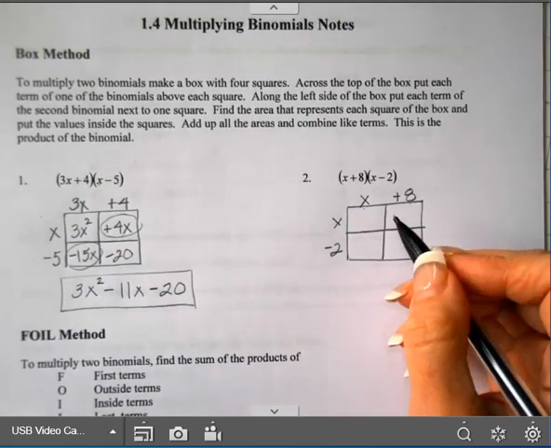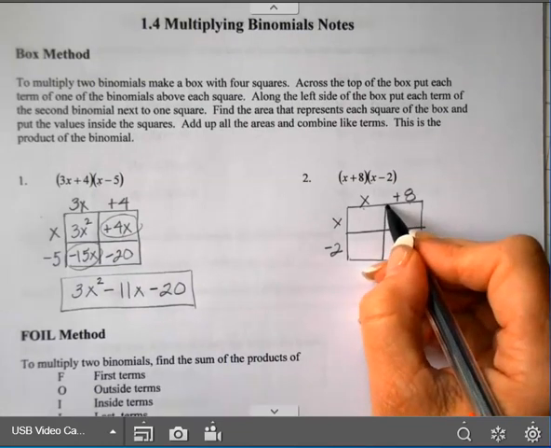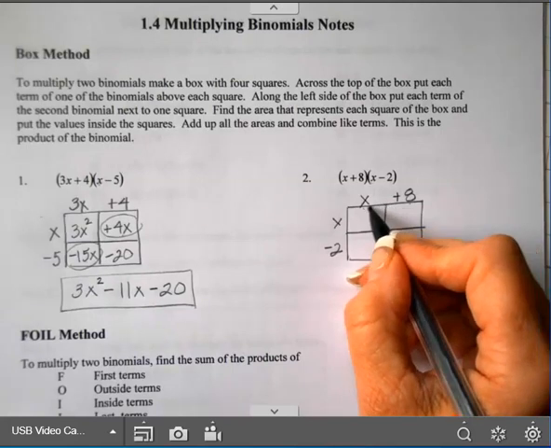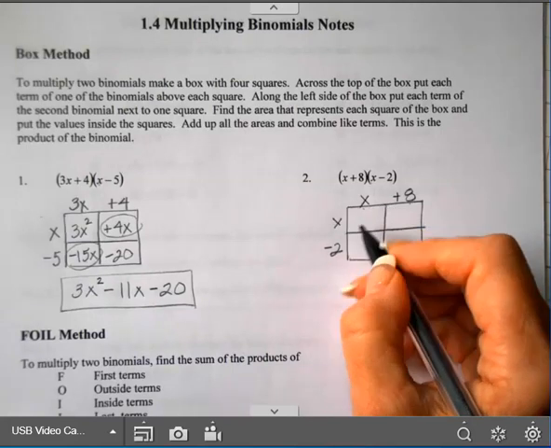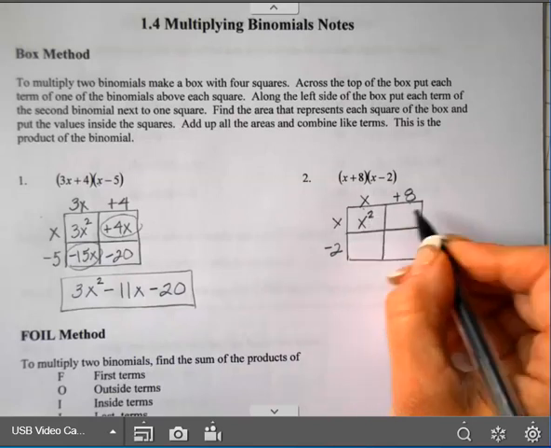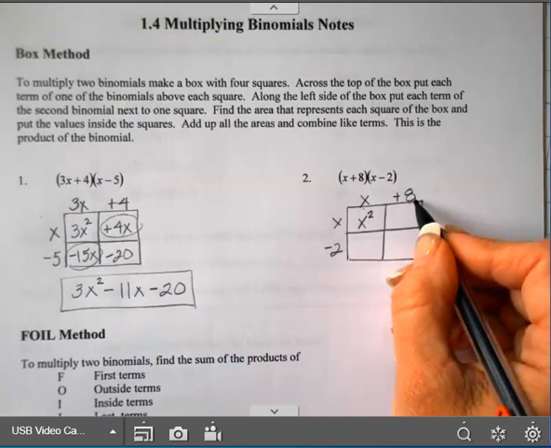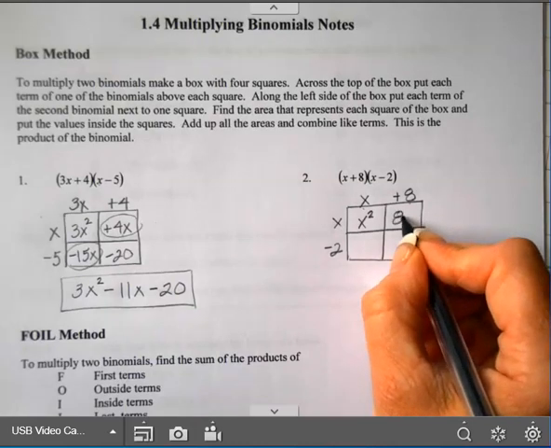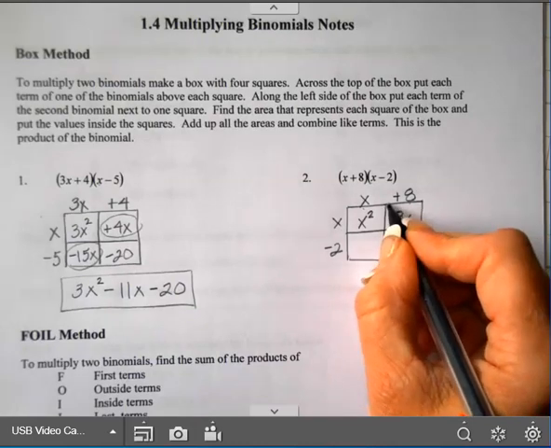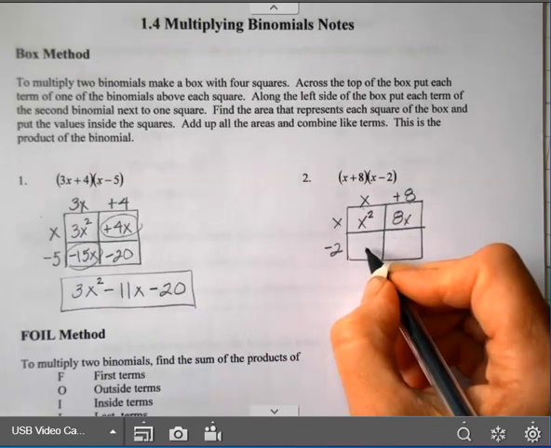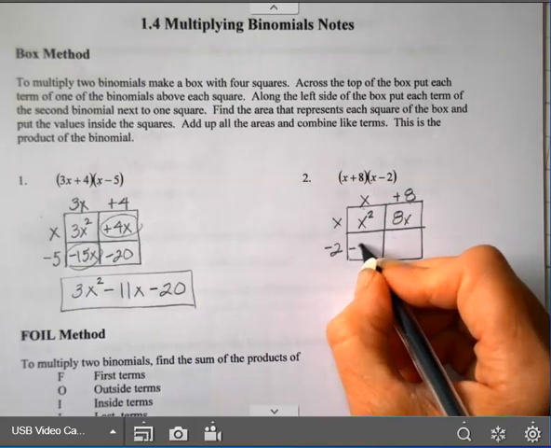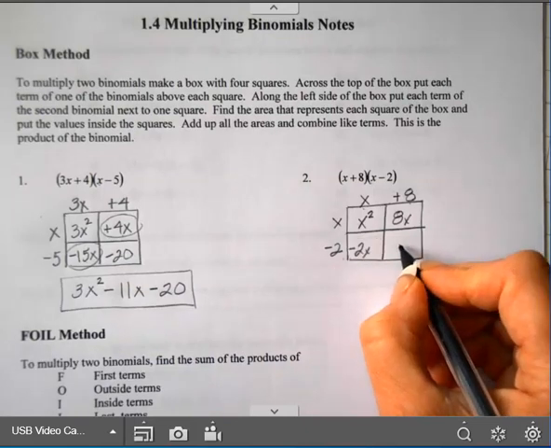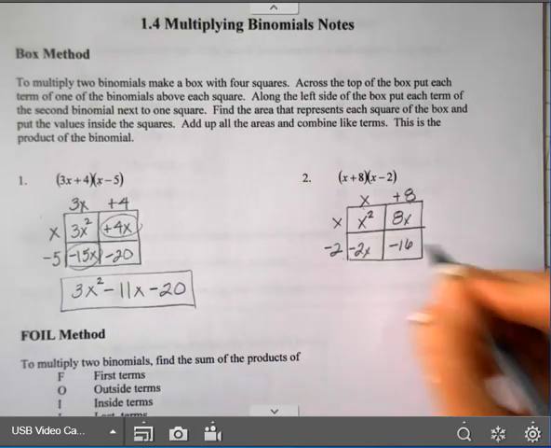And then you'll find the area of each square. The first square, or rectangle, this has x times x, so that's x squared. On the next one, I have 8 times x, so the length is 8, width is x, and then on the next one, this will be negative 2x, length is x, width is negative 2, and on this last one, that's negative 16.